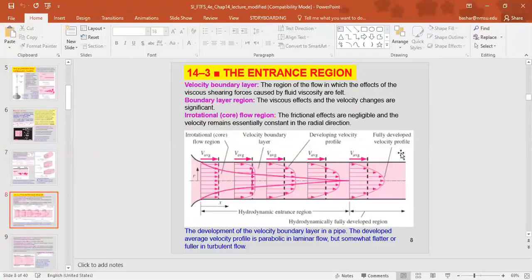The entrance region. The entrance region is defined as the region where the flow properties are developing with the flow direction besides the transverse direction.